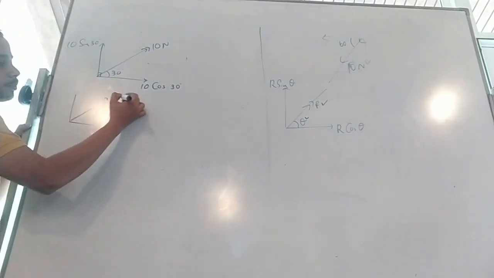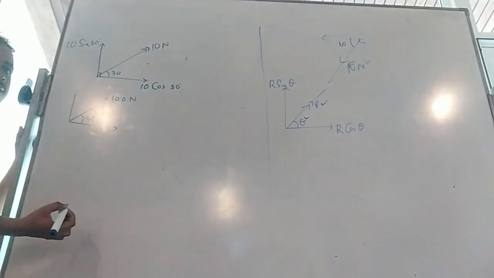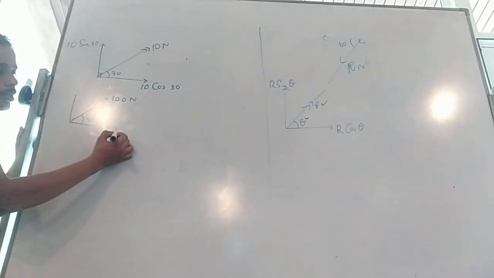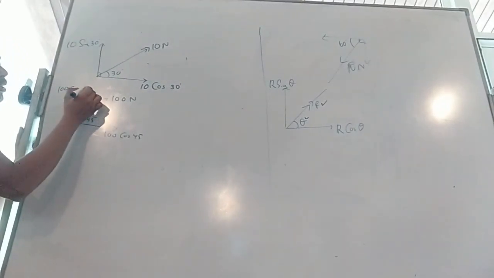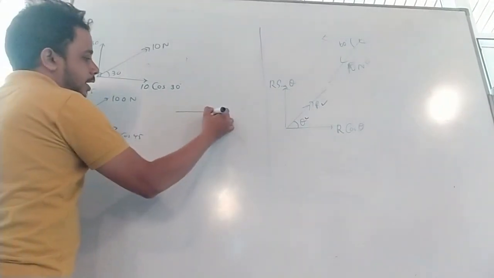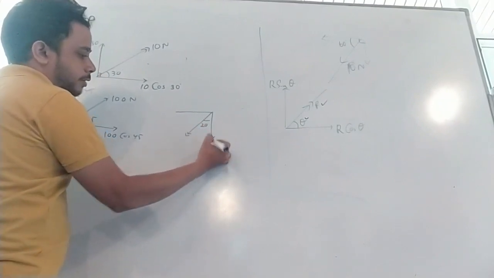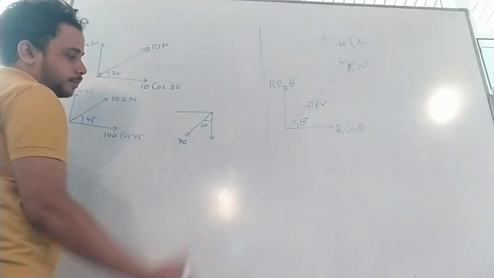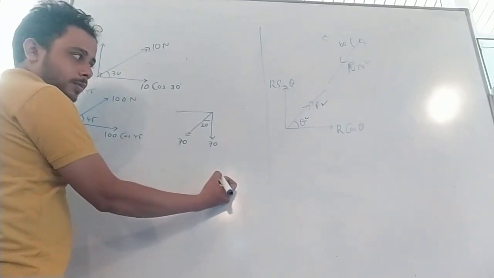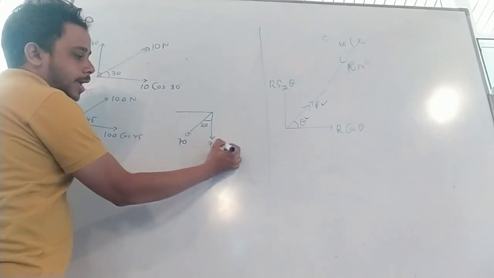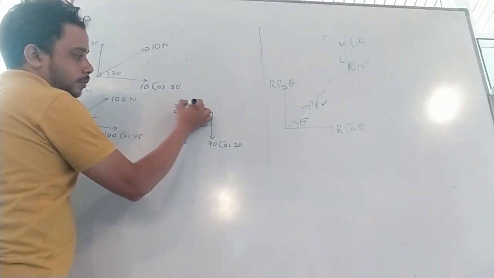Let's say this is 100 and this angle is 45. What is this side? 100 cos 45. And the other side is 100 sin 45. Now if we have it like this, let's say this is 70 and the angle is 20: 70 cos 20, touching that side of the angle, and 70 sin 20.